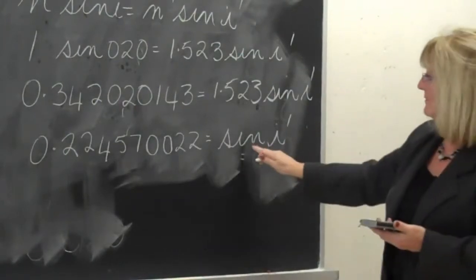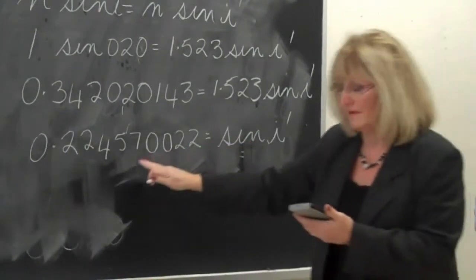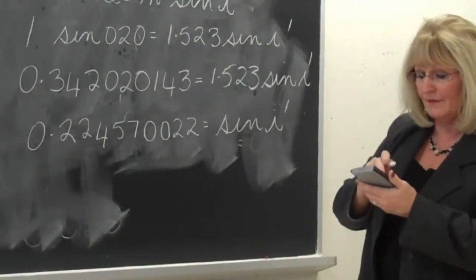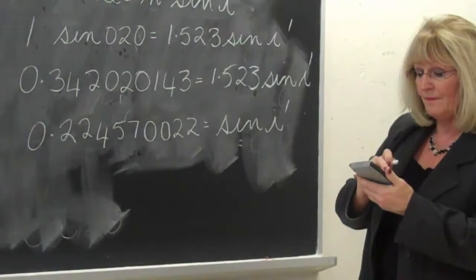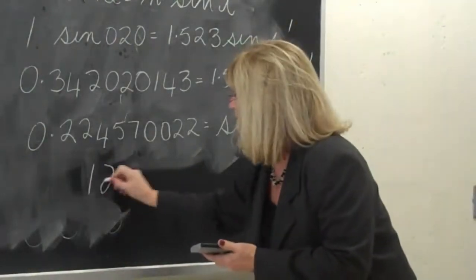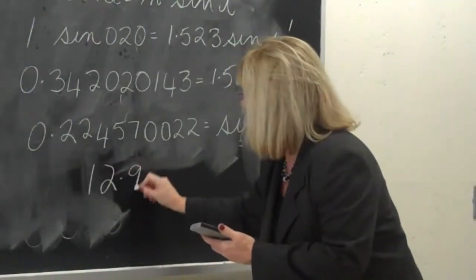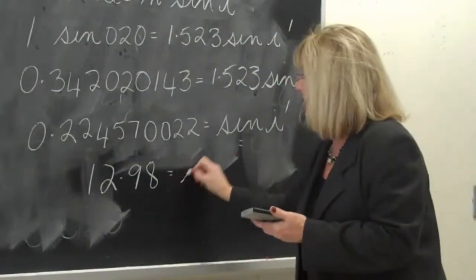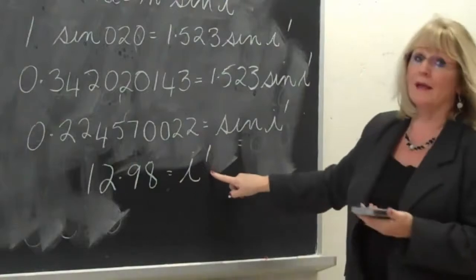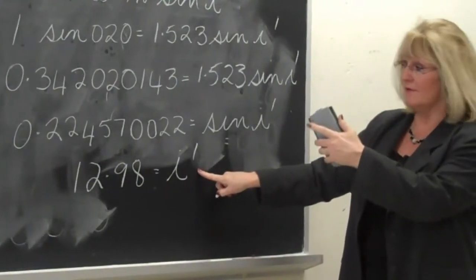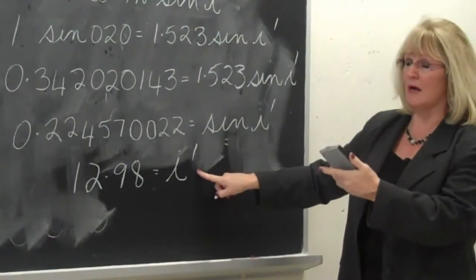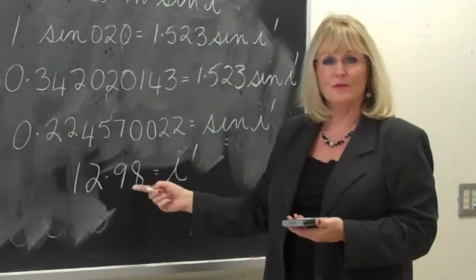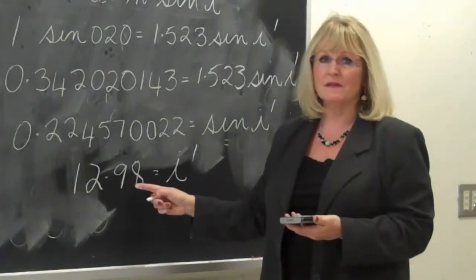As in our first example, divide this side by sine, divide this side by sine, which in my calculator is second function sine, which gives me 12.98 degrees to 2 decimal places, equaling I primed, or the angle of refraction at the first surface of my parallel-sided block. Now, as mentioned before, as an optician, I don't work in 12.98. You will round this to the nearest degree.